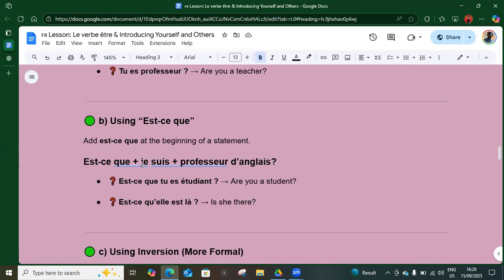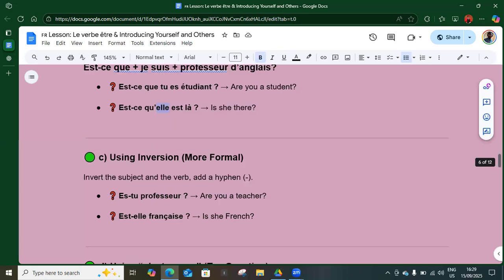Look at this example here. Est-ce que tu es étudiant? Est-ce qu'elle est là? You see? Now, something happened here. So for proper blending and pronunciation, we have to remove the E here for this question. We remove the E here and replace it with an apostrophe for proper blending and pronunciation purpose. This is applicable for il, elle, and for on, or for the plural of il and elle, okay?